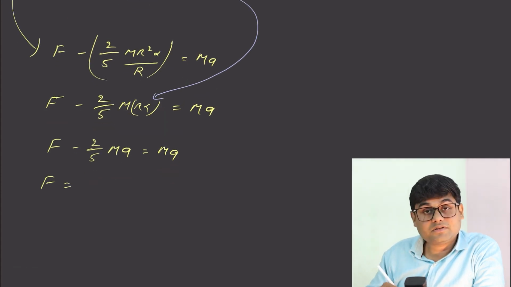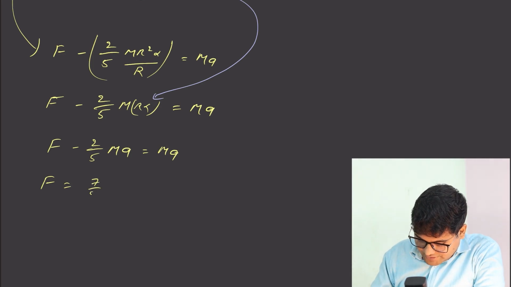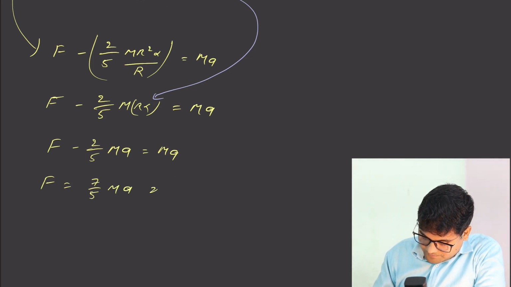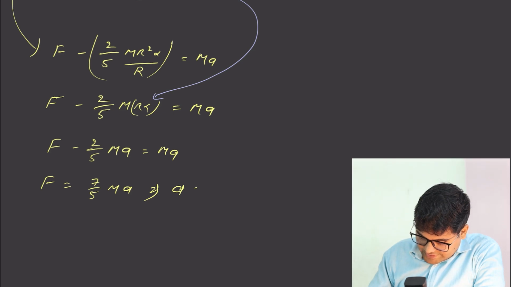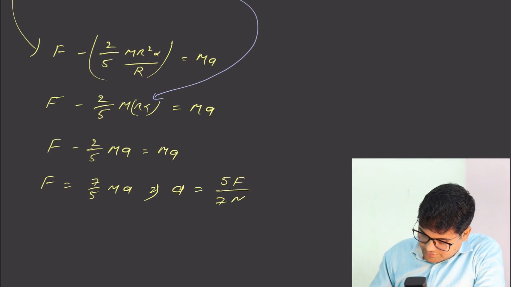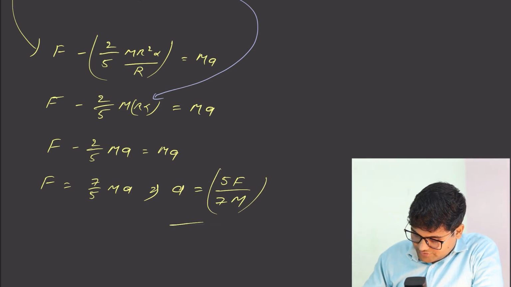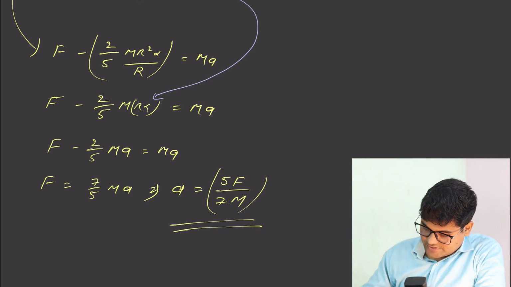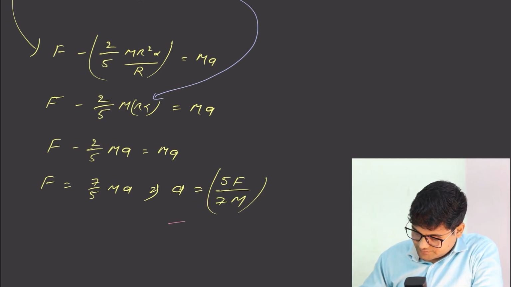Taking that to the other side, capital F is equal to 2 by 5 plus 1, which is 7 by 5, capital M into A. So from here the acceleration will be 5 capital F by 7 capital M. So this is the acceleration which is asked, the first answer.